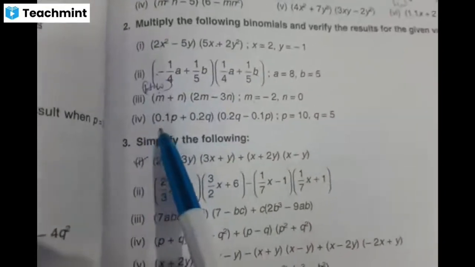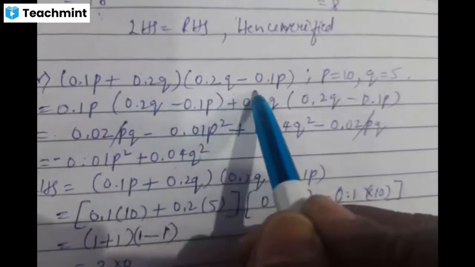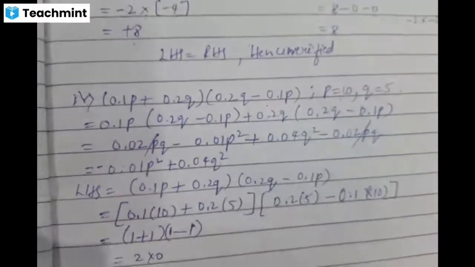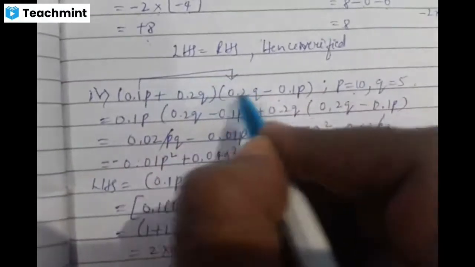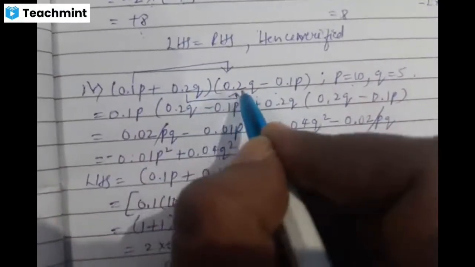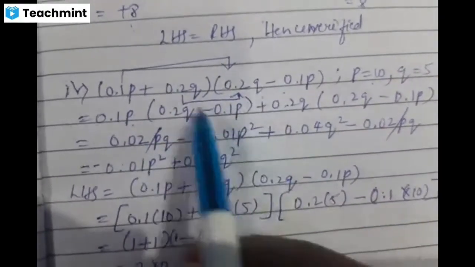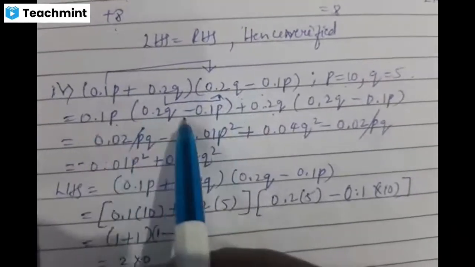Now, let us continue with the second main, children. Last fourth one is left. That is (0.1p plus 0.2q) into (0.2q minus 0.1p). The values are p is equal to 10 and q is equal to 5. Before substituting, we have to solve these two binomials. First term into the complete second bracket and second term into the complete second bracket. Here 0.1p into this bracket plus 0.2q into again this bracket. We have converted the given binomials into a monomial and a binomial.